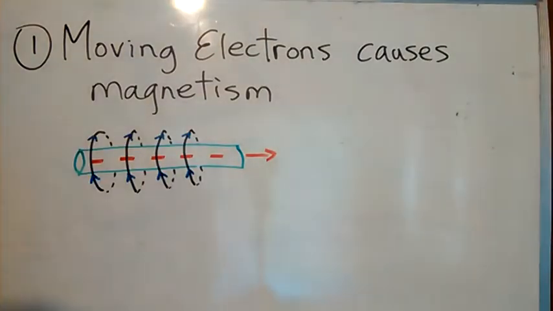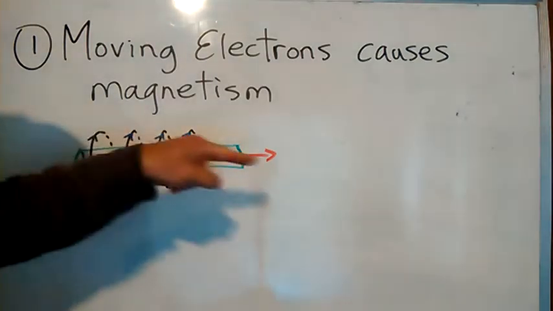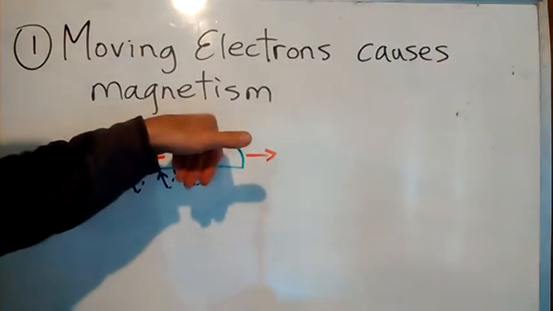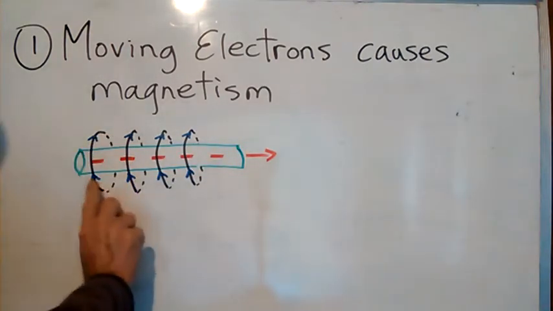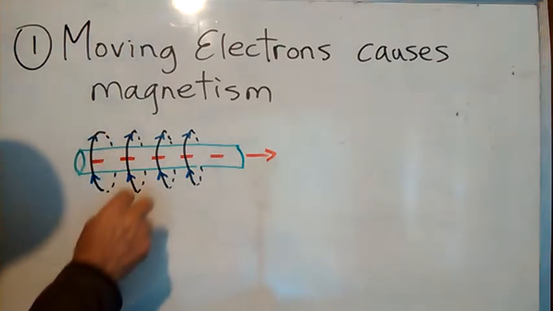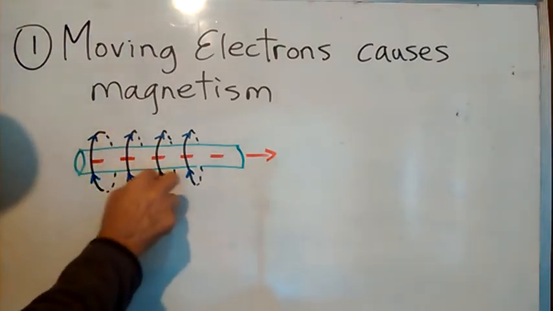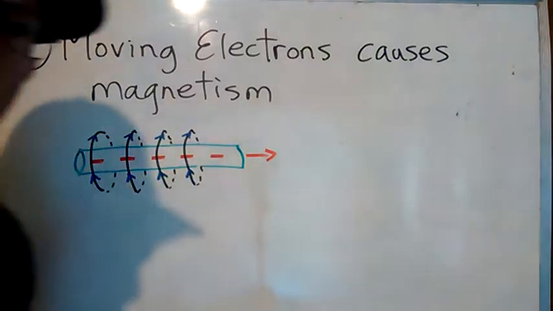Trying to draw a 3D diagram, if the wire is going in that direction and the electrons are going this way, then over the top of the wire we've got the magnetic field going that way, and then it goes that way behind the wire. So over the top, behind, over the top, behind, over the top and behind, making a circular pattern.